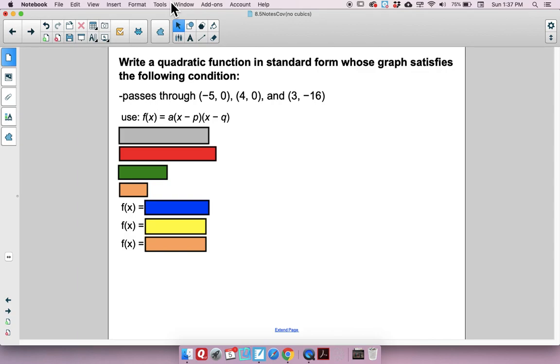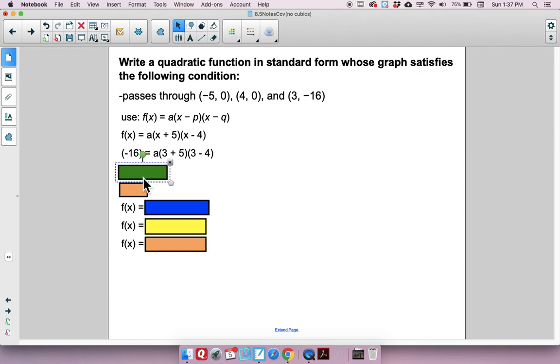Similar problem. They gave us 3 points. 2 of them are very special points. Well, all points are special, but these are very special ones. Notice we have the x-intercepts. So we can plug in for p and q. We know 3, negative 16 can be plugged in for what? X and f of x, because they're a solution to whatever the equation is for this function. Solve for a.